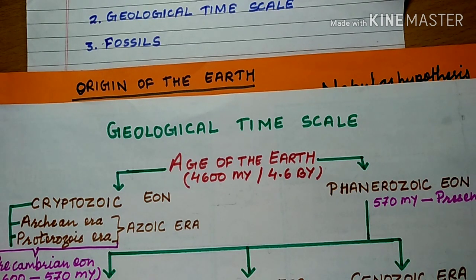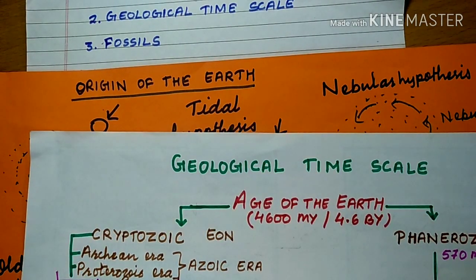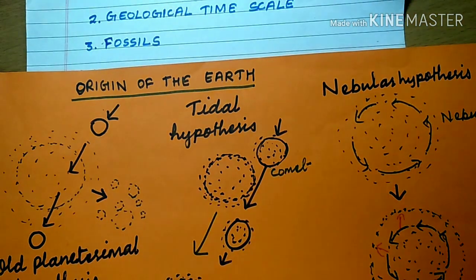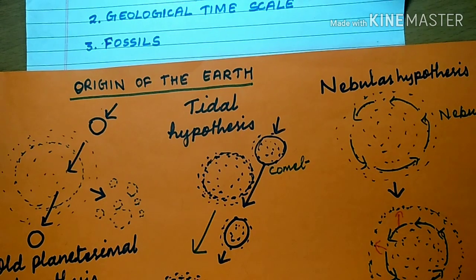The first one is given by Jules Buffon. He was a French scientist and it was given in the year 1749, and it is also called old planetesimal hypothesis. The second one is given by Immanuel Kant. He was a German scientist and it was given in the year 1755 AD. It is also called Nebular Hypothesis, and later this hypothesis was improved by Laplace in 1796, and Laplace was a French scientist. And the third one is given by Sir James Jeans and Harold Jeffreys, and they were British scientists, and it was given in 1917 AD. This is also called Tidal Hypothesis. So we are going to study about three hypotheses in this part, in the part of origin of the earth.